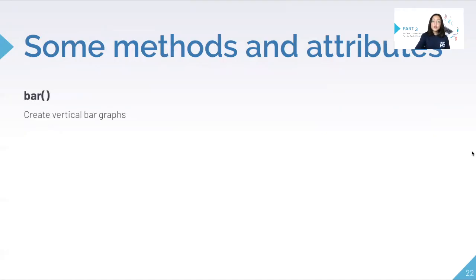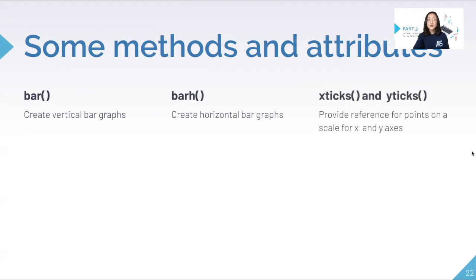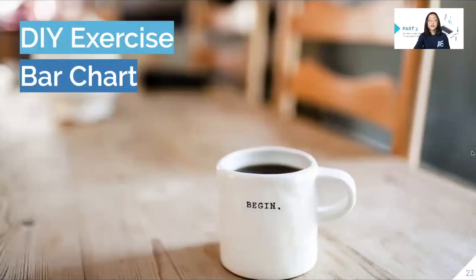And finally, for the visualization of bar chart, we have the bar method to create a vertical bar graph. We have barh, which stands for horizontal bar graph, xticks and yticks to provide the measurement for the X and Y axis. And arange is to create a NumPy array that you can use to make your bar graph.